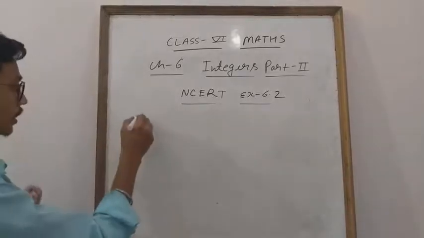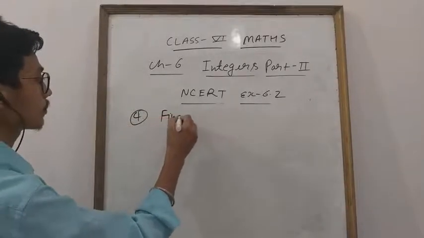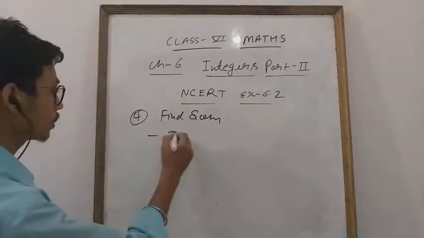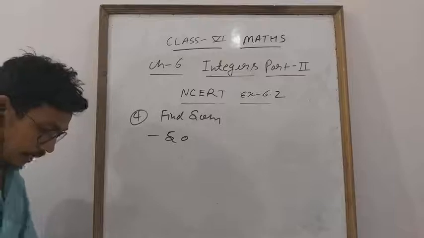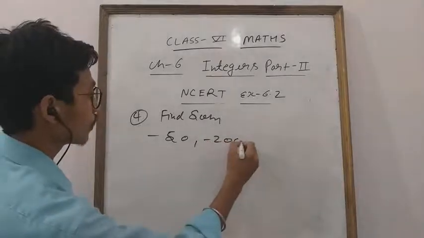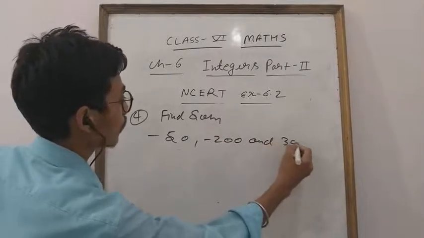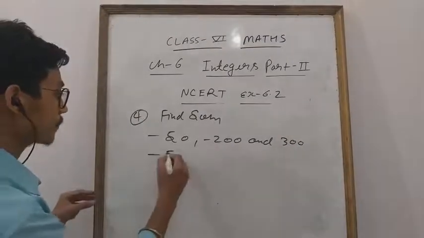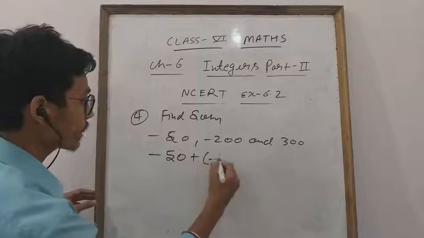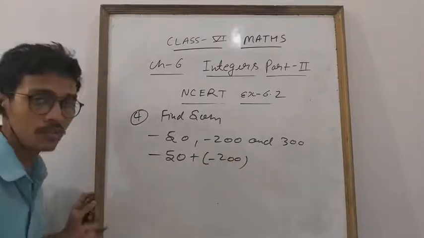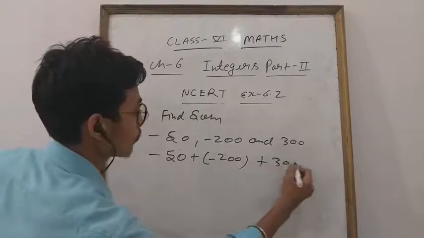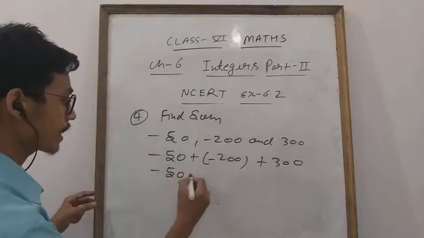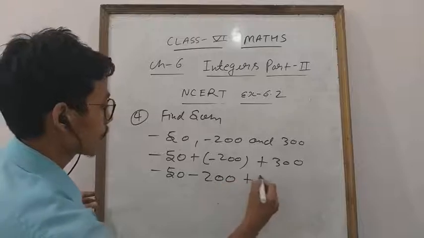Fourth question, it is given find the sum. One question I am going to take, like minus 15, minus 200 and 300. Now, find sum is given. Sum means, student, you have to add. It means minus 15 plus minus 200, because this is minus 200, plus 300, because we have to add. Okay everyone, so it will come minus 15 plus minus 200 plus 300.